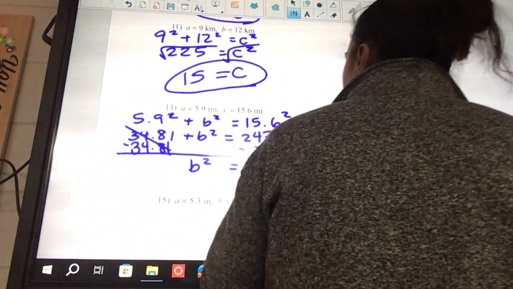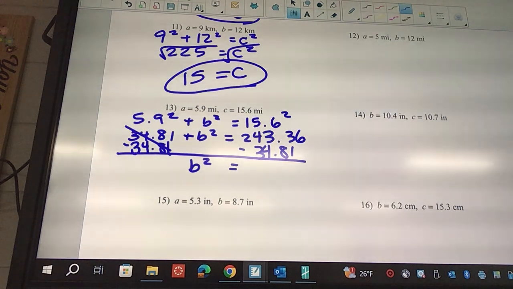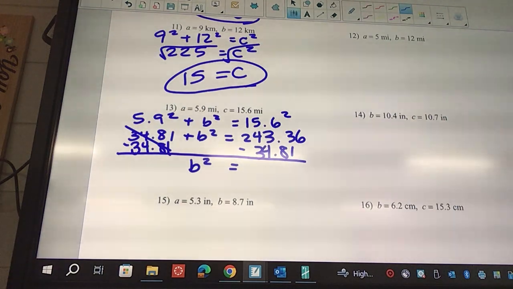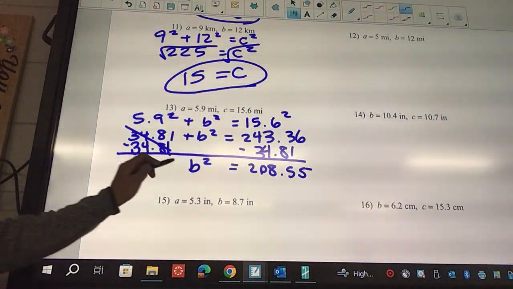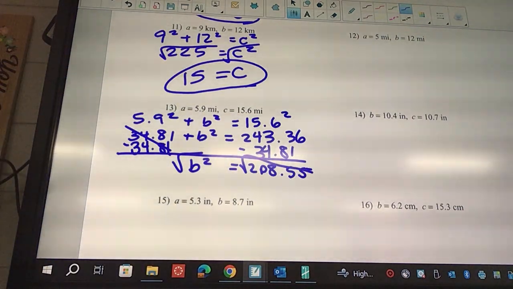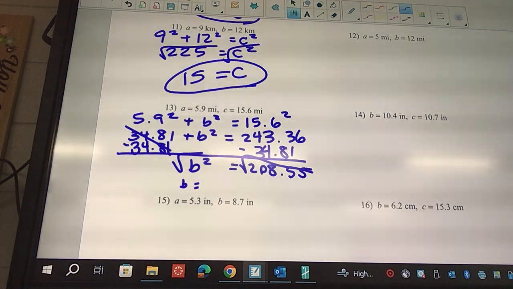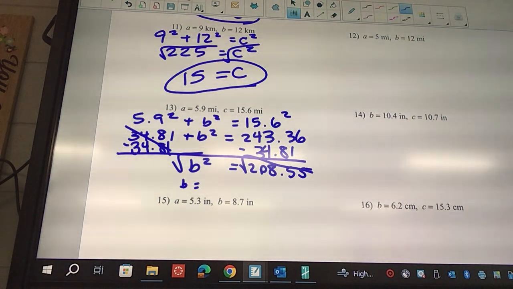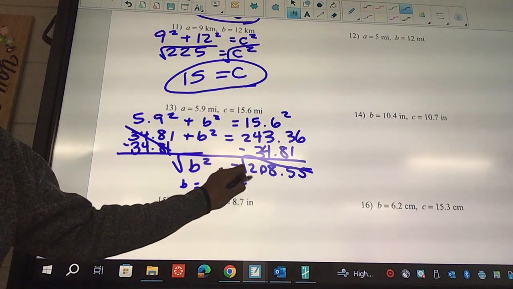Okay, so I'm going to get b squared. What is 243.36 minus 34.81? 208.55. Somebody agree with that? Yeah. Okay. And then we're going to square root both sides. 14.4 what? 4?